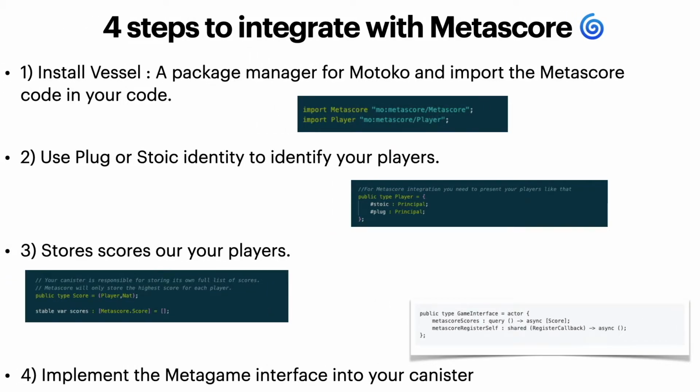Step number 1, you need to install Vessel because you need to import some code from our Metascore repository. As you see, you need to import Metascore from the Metascore repo, and you need to import Player from the Metascore repo. Vessel is a package manager for Motoko. If you don't have Vessel installed, you can just import modules from the base Motoko library. You are probably familiar with that. You can import Array, HashMap, Nat, those kinds of modules, but you can't import from an external repo. That's why we need to install Vessel.